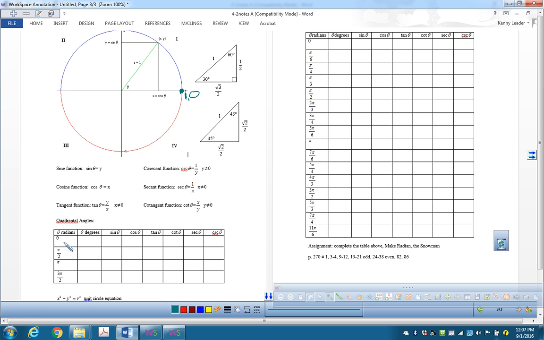So theta radians is how many degrees? I mean, 0 radians is how many degrees? 0, right? What's sine? What's the y coordinate at this point? 0. What's cosine at that point? 1. What's tangent at that point? 0 over 1, right? Y over x, which is just 0. And what's cotangent? Undefined.